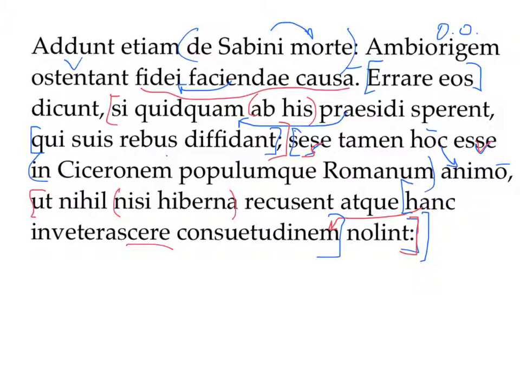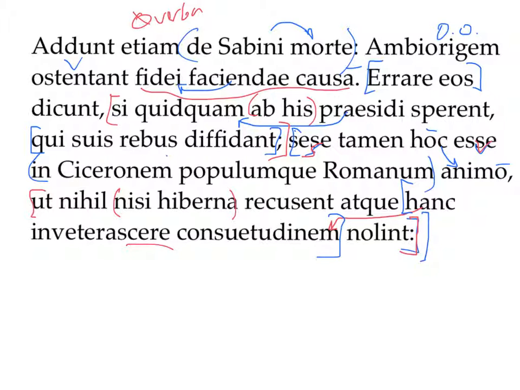Okay, so let's translate now. They add thus, and we have to add in, whereby, words about the death of Sabinus. They point to Ambiorix for the sake of making trust. They say that they are mistaken if they hope for something of defense from those who distrust their own affairs. We continue with dicunt as our head verb, and so we say they say that they still are of this mind toward Cicero and their own people, namely that they deny nothing except the winter camps, and they do not want this custom to become established.